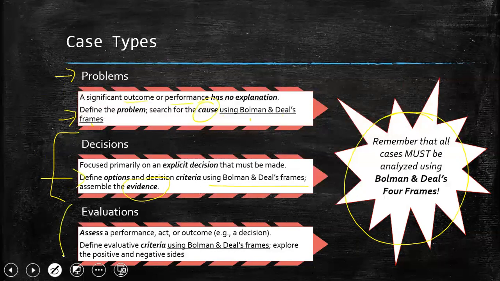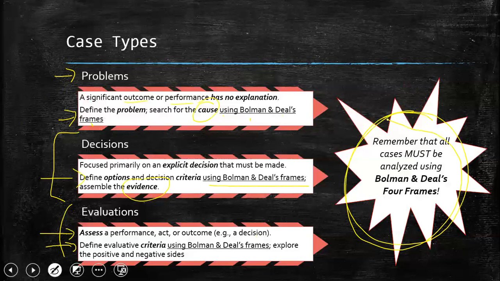And then finally, a third type is evaluations. Evaluation cases assess a performance, act, or outcome. That could be a decision, for example. And then they define evaluative criteria using Bolman and Deal's 4 frames to explore the positive and negative sides.